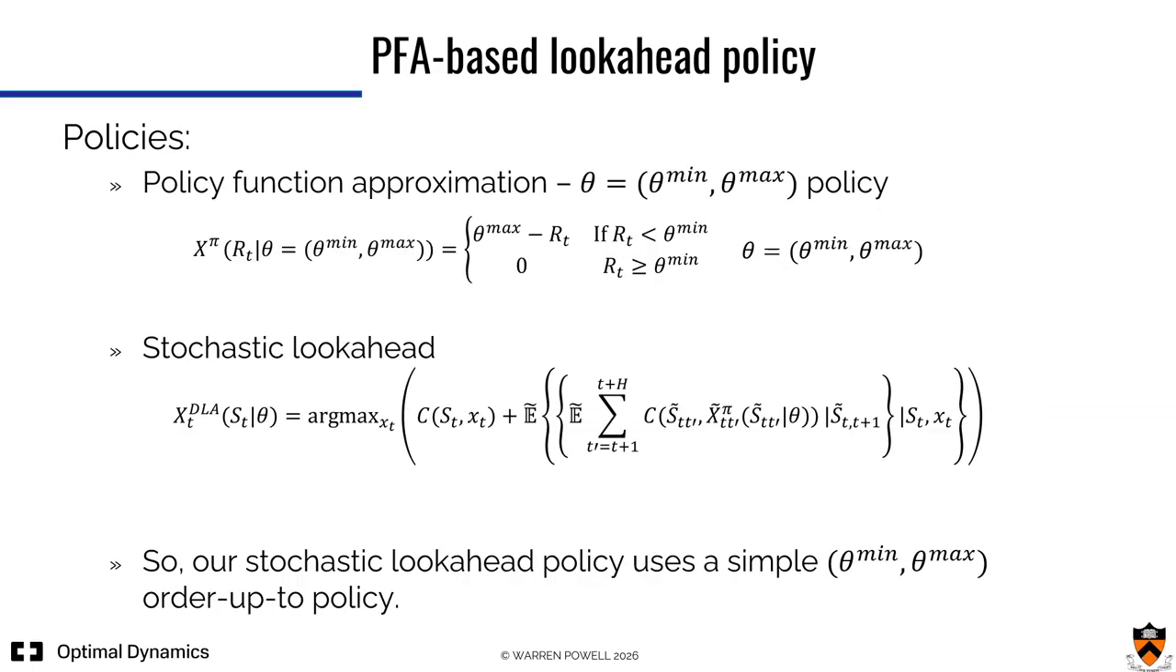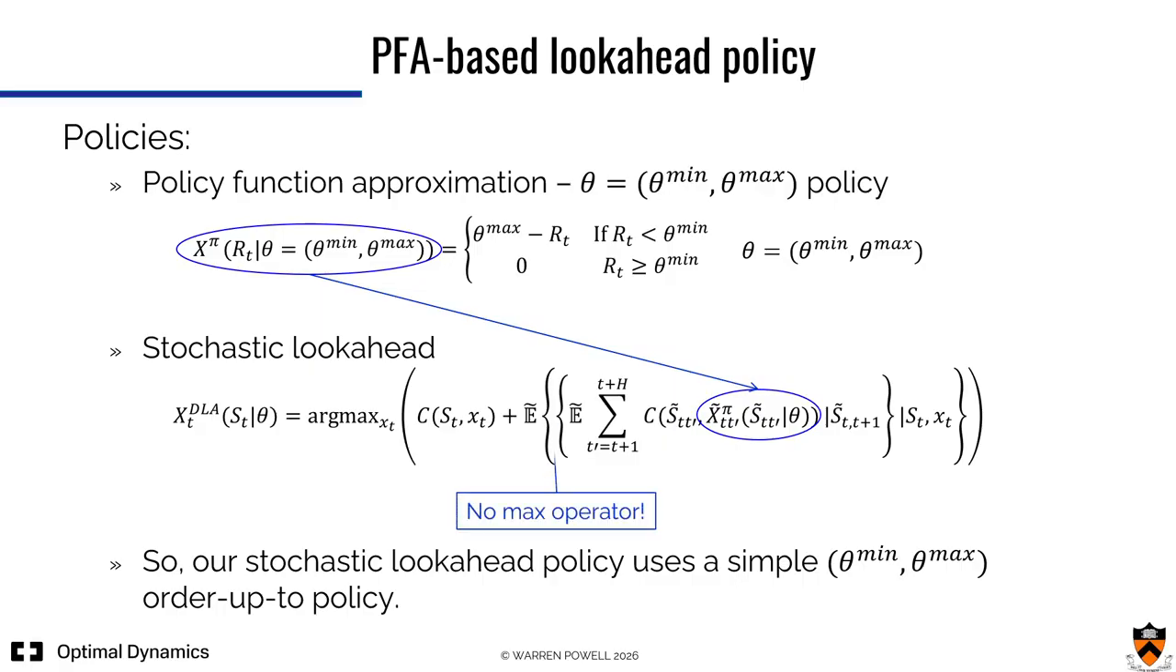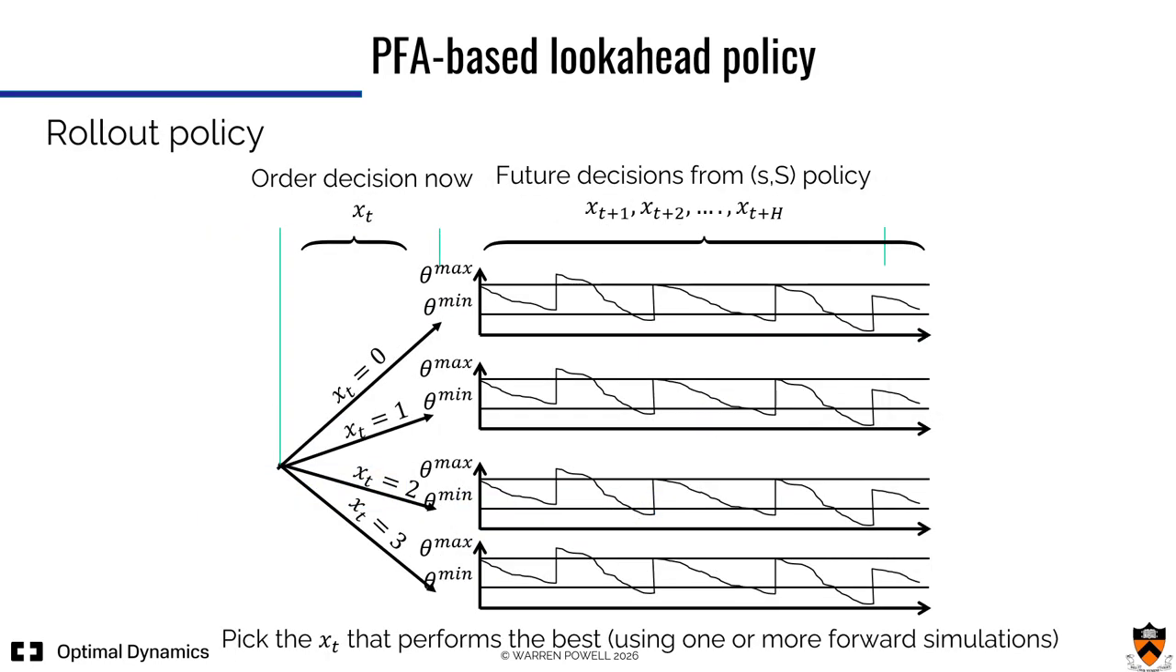Okay, so here our order up to policy, the X tilde policy, is now embedded in the look ahead. Notice that we no longer have a max operator. The max operator is gone because I said, I'm just going to use some constant that's fixed in advance. And so now I've got that parameterization theta in the policy itself, in the look ahead policy. Okay, so now I'm back in the world of a classical basic parameterized look ahead policy.